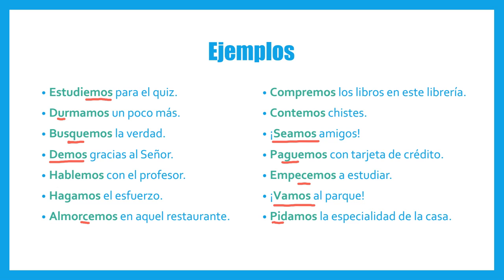Pidamos. So we changed the E to an I before adding the opposite ending. That's a stem changer. Pidamos la especialidad de la casa. Let's ask for the house special. So just some examples. You can look at those other ones. But you need to be able to, if I gave you sentences like this, you would have to conjugate all of these verbs, knowing whether they're a stem changer, a cargar verb, a total irregular verb, or if they're regular, then you just need to remember that you take off the ending and add the opposite ending.